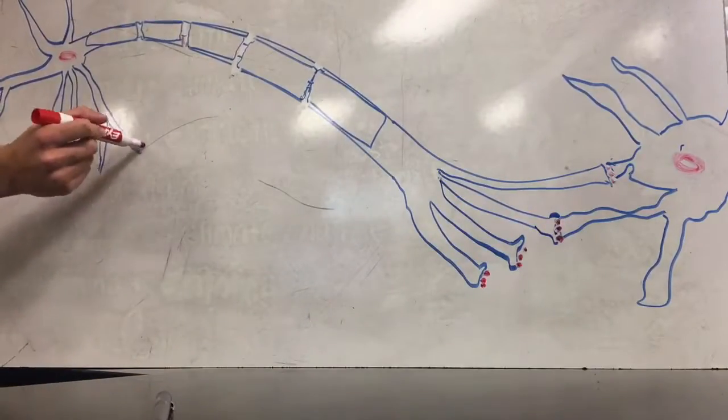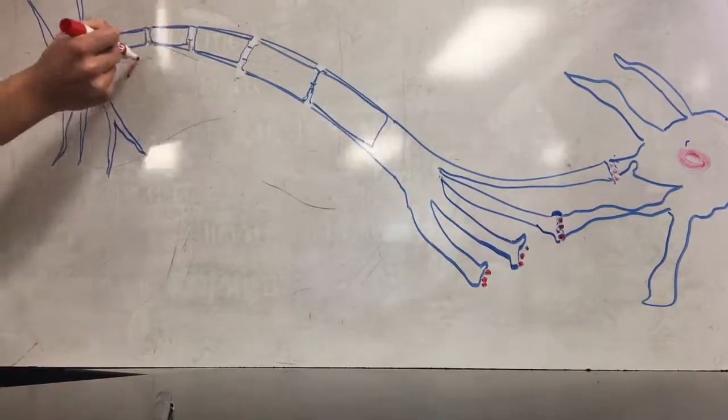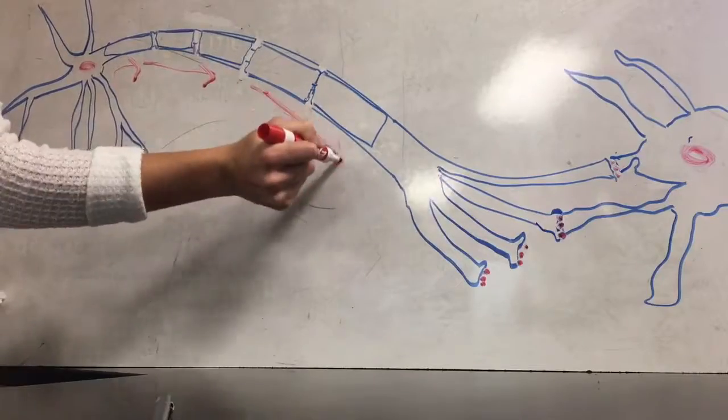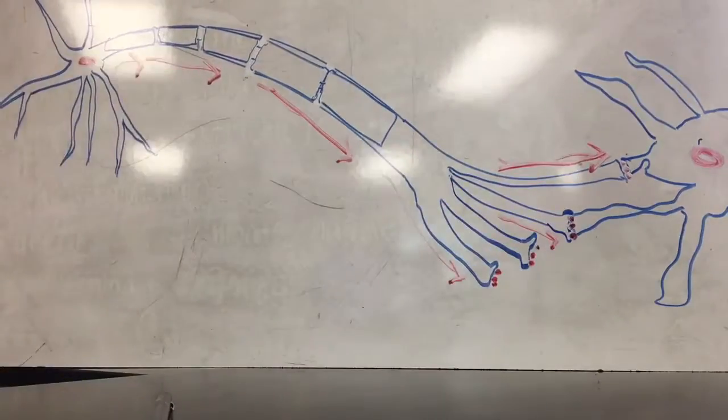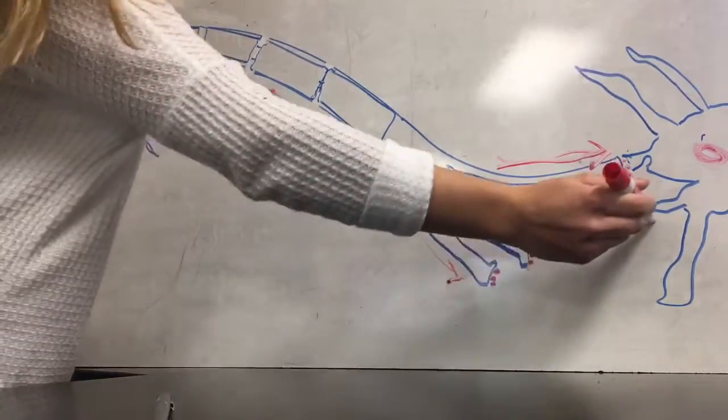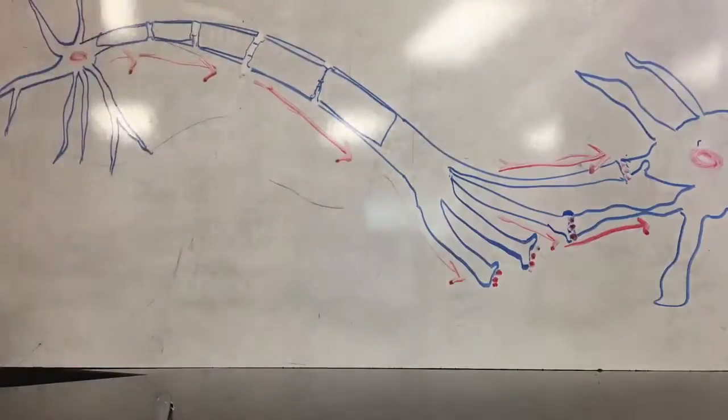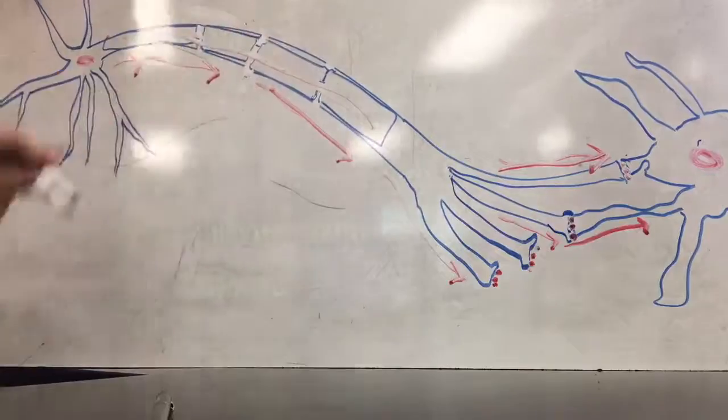The red arrows show the flow of the signal from the dendrites to the cell body through the axon to the synapse and then on to the next cell body. The signal is passed from one cell to the other by neurotransmitters that pass through the synaptic cleft.